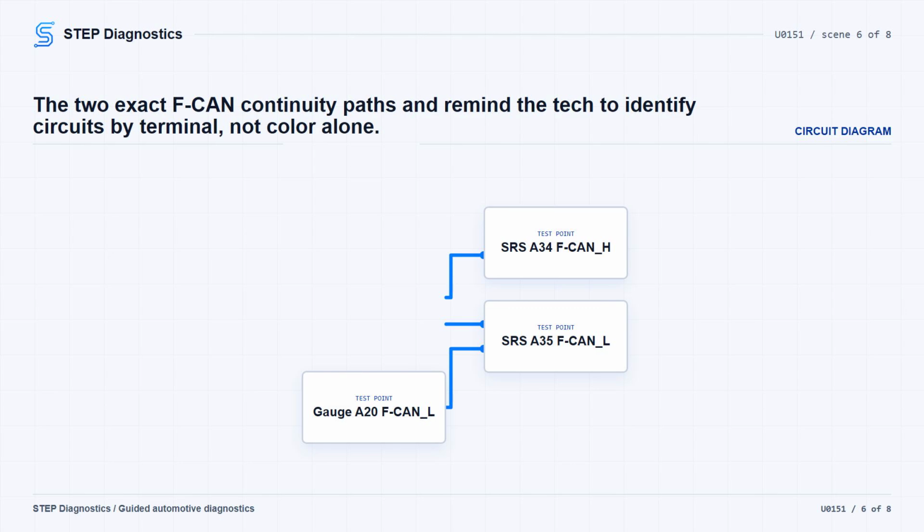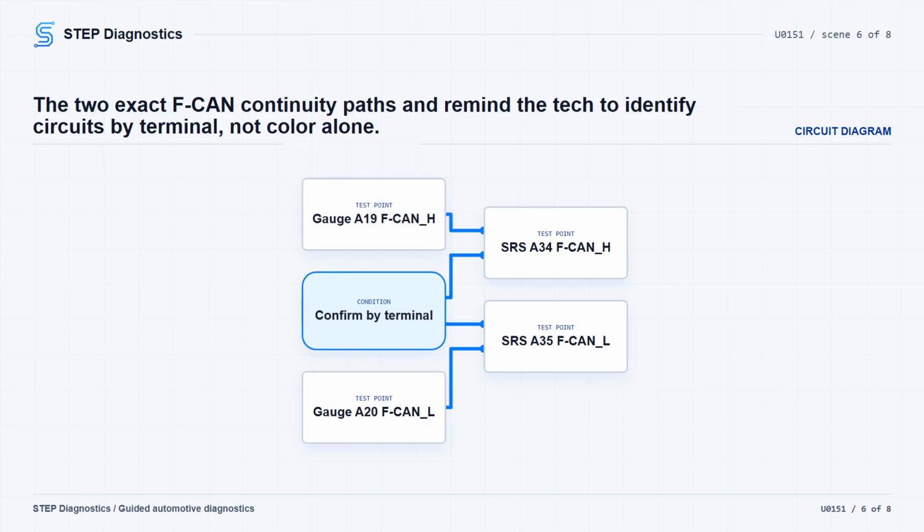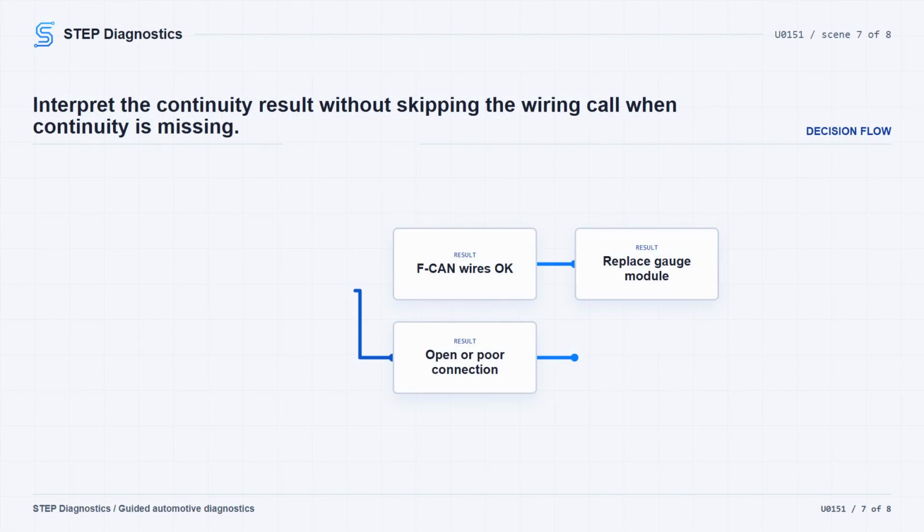For FCAN L, check between gauge control module connector A, 32P No. 20 RED, and SRS unit connector A, 39P No. 35 RED, with the asterisk noted for that SRS circuit. Keep in mind wire colors may be substituted for SRS circuits, so identify the circuit by connector and terminal, not color alone. If both FCAN wires have continuity, the FCAN wiring between those points checks OK, and the diagnostic call is to replace the gauge control module.